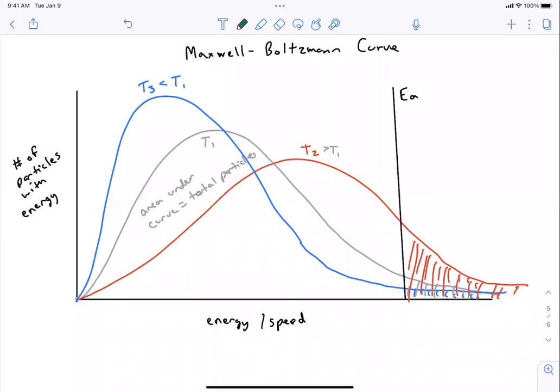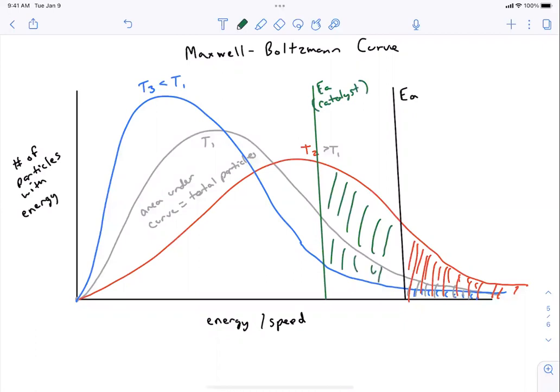Now, how would I show a catalyst on this curve? Yes, Marissa. Earlier, so meaning which direction? Relative to this one. Left, yeah. So this would be the activation energy of a catalyst, because now you've included more particles because you've decreased the requirement of energy needed for the reaction to occur. That's why it happens faster. So yeah, understand a Maxwell-Boltzmann curve.